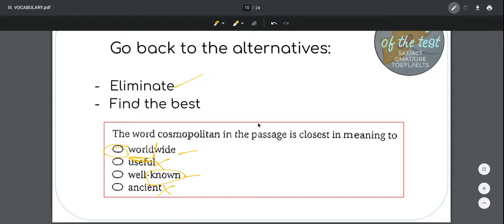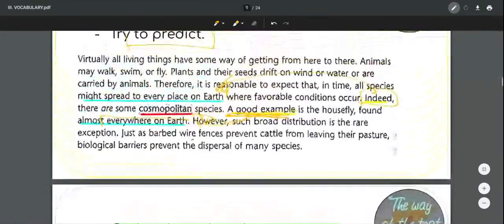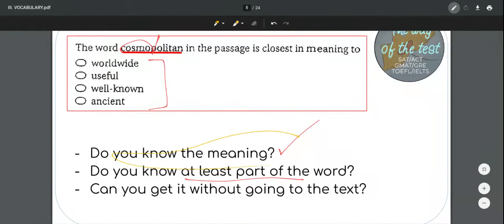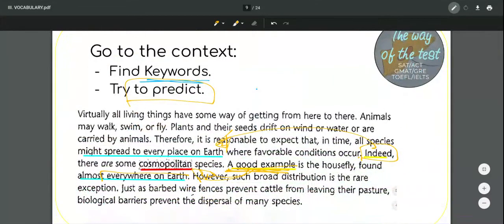And that way we're going to solve it. Again, we solve it in two ways, right? The first, trying to know the meaning of the word. And if we don't know the meaning of the word, we can still get it from the context. And remember, in the context, we're going to check for keywords and we're going to try to predict. And that's it. That's all the strategy you need for the vocabulary question in the TOEFL.